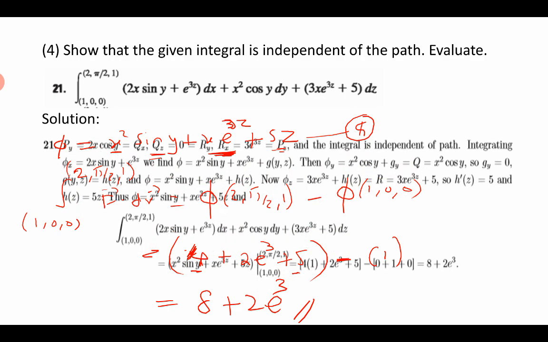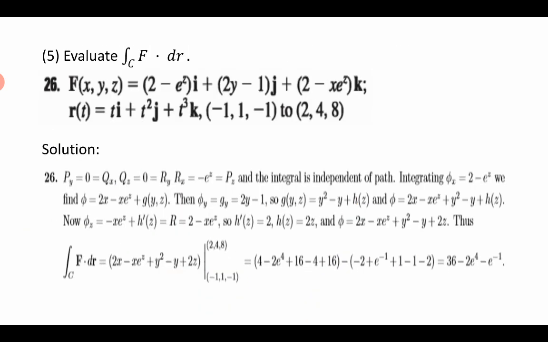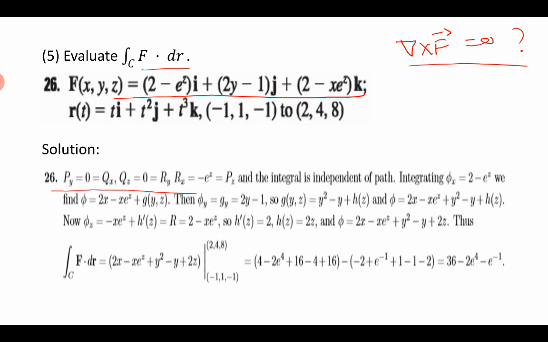And to complete this chapter we have one more problem. The answer is given here. What we have to do is evaluate the integral of F dot dr. We have to verify this F vector is conservative, that del cross F is 0 or not. That verification has been left to you. So it's 0. We have verified here. You can see they have used the shortest method.